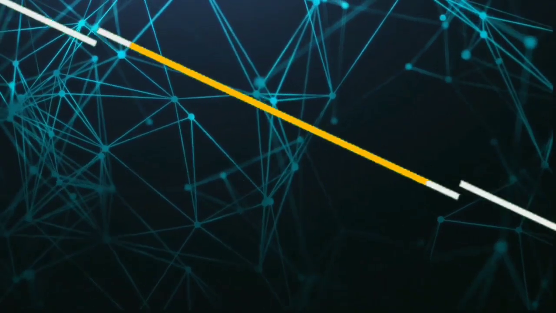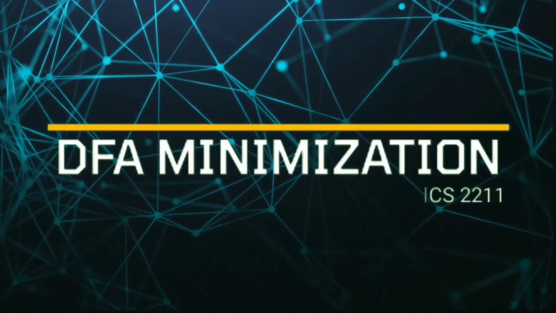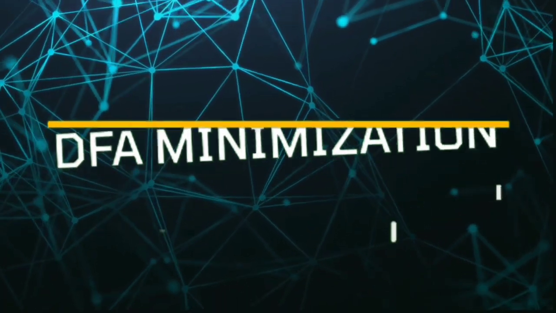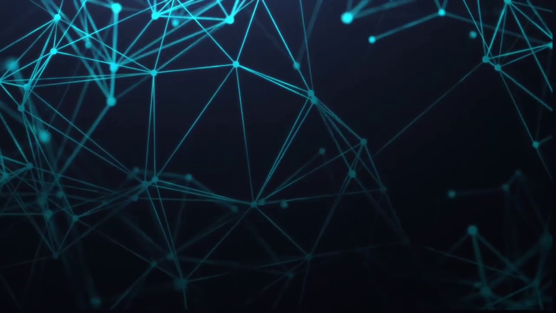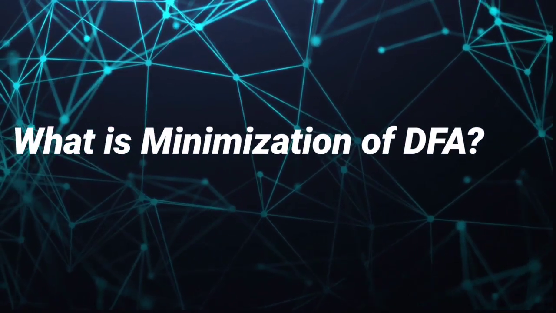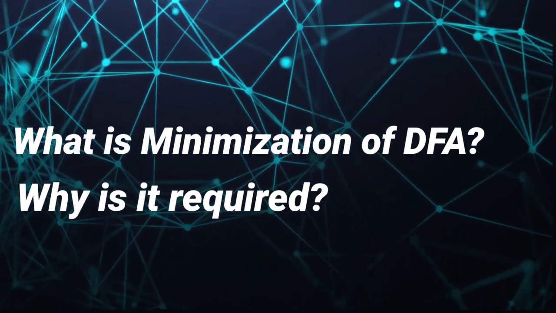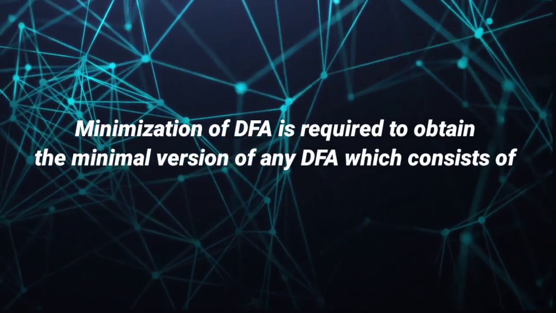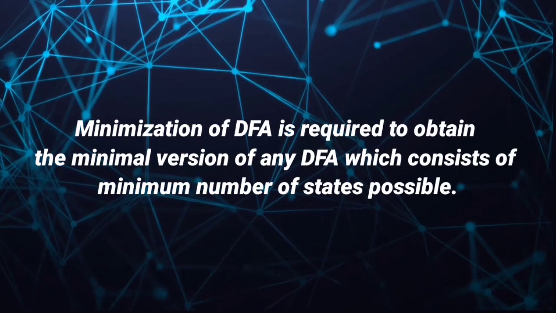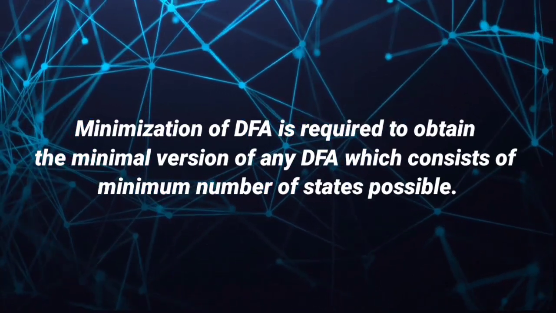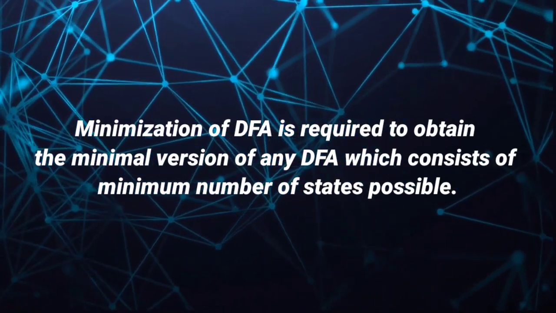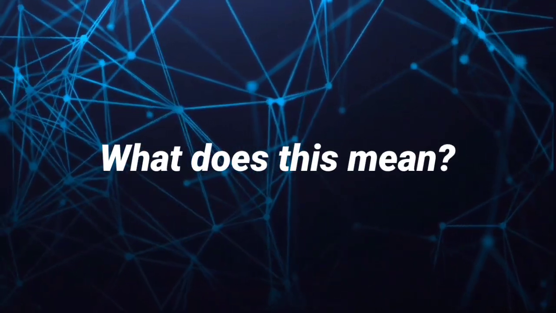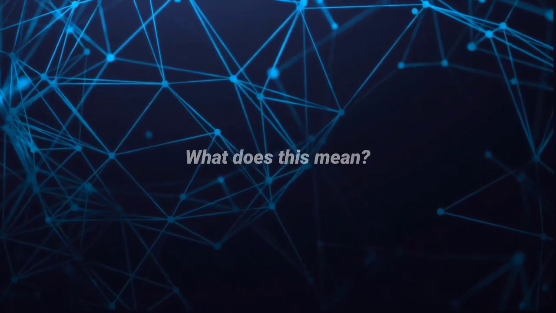In this video, we are going to study about DFA minimization, or minimization of deterministic finite automata. But first, what is minimization of DFA and why is it required? Minimization of DFA is required to obtain the minimal version of any DFA which consists of the minimum number of states possible. So, what does this mean? Let us take an example to explain this definition.